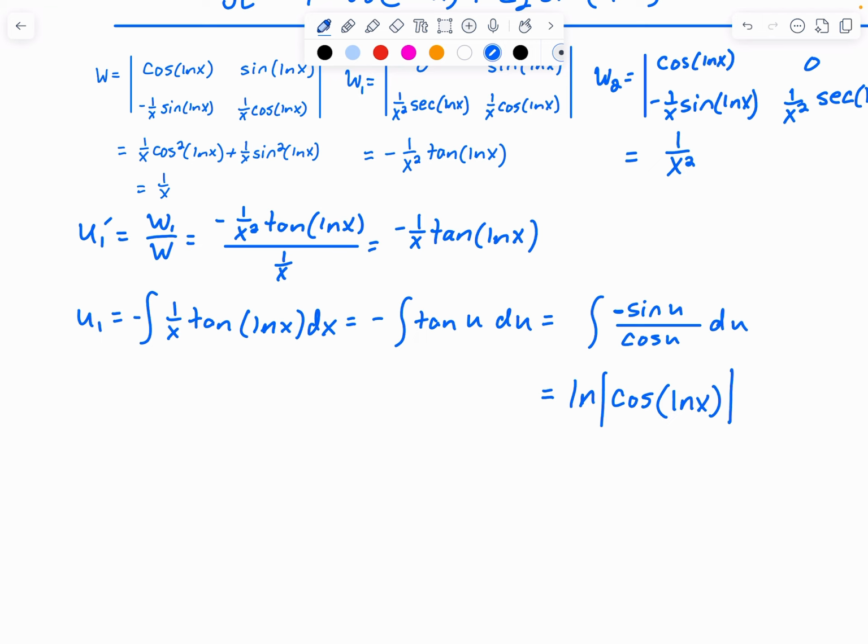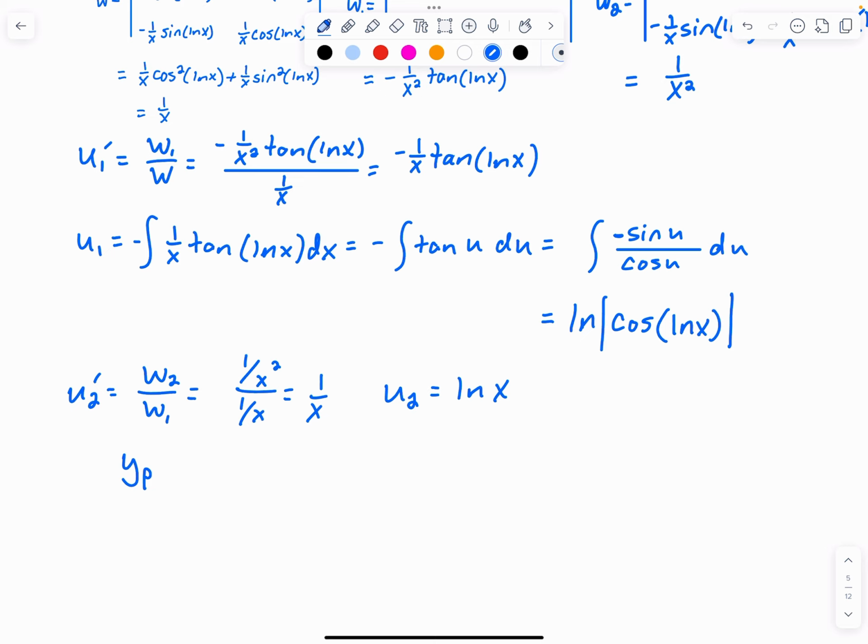There's u1. Now u2 prime is w2 over w, which is 1 over x squared over 1 over x, which is just 1 over x. So u2 then is just ln of x. That's the integral of 1 over x.